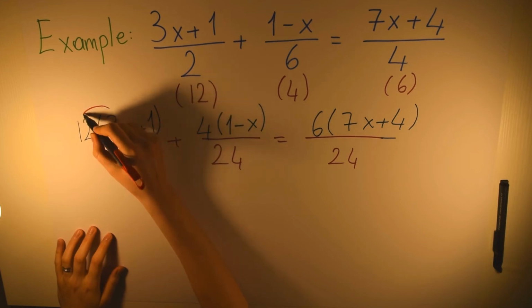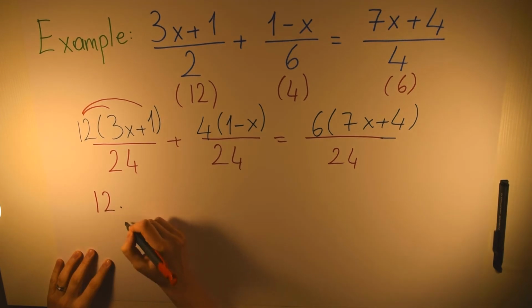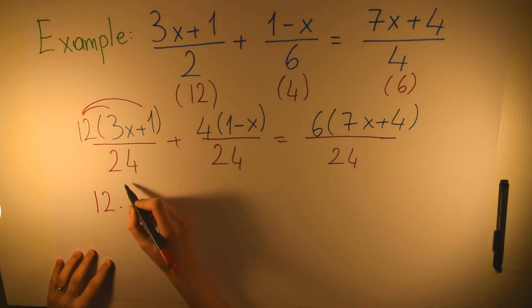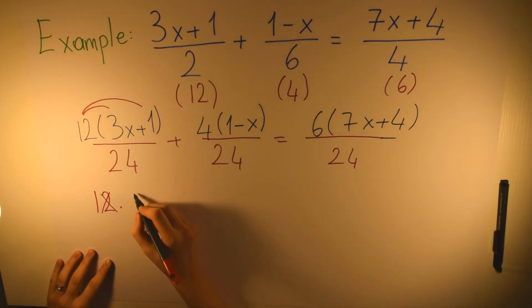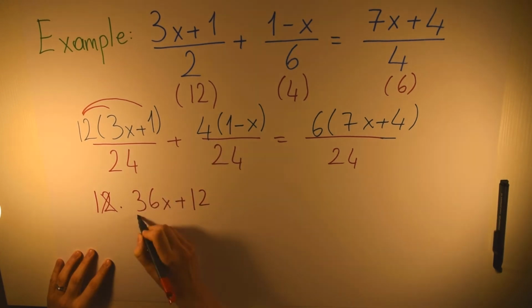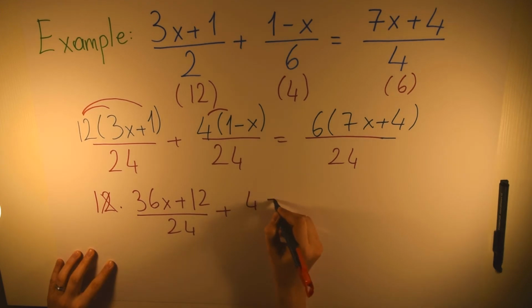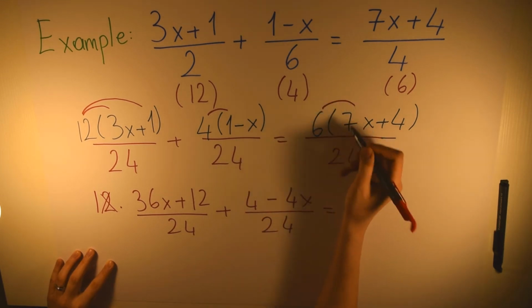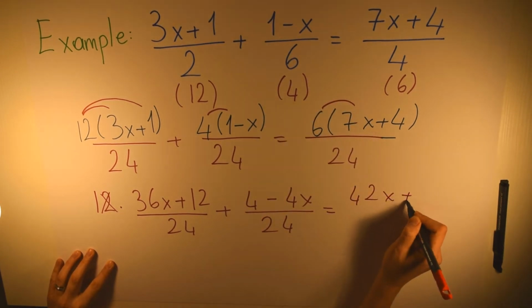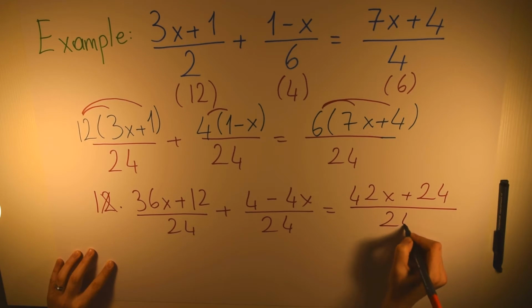We just distribute this number multiplying by this, and from here we will get 12 times, actually, so 12 times 3x, sorry, it is 36x, plus 12, over 24, plus 4 times 1 is 4, 4 times minus x is minus 4x, over 24, is equal to 42x plus 24 over 24.